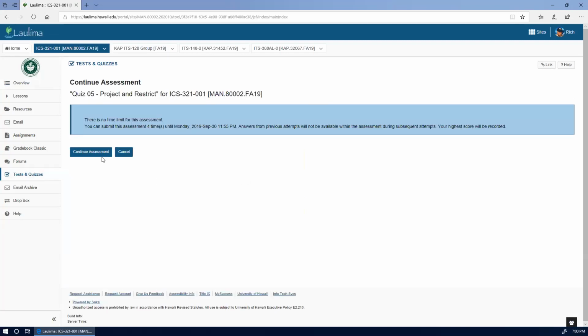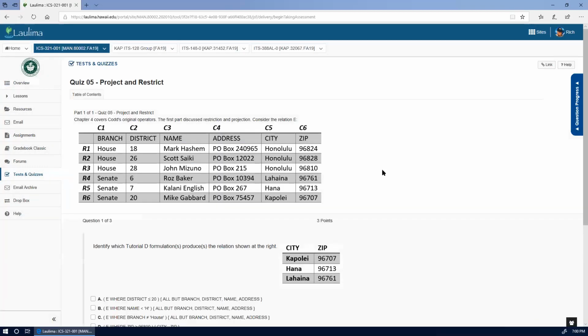Okay, let's take a look at the first quiz. Here we have a simple relation. It looks like these are legislators, House and Senate. These are districts. House 18 is Mark Hashem, Scott Psyche, and so on. Senate 6, 7, and 20. And these are their addresses. I'm not sure, they could be campaign addresses. And the cities and the zip codes.